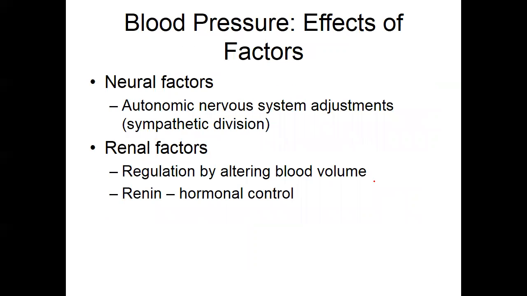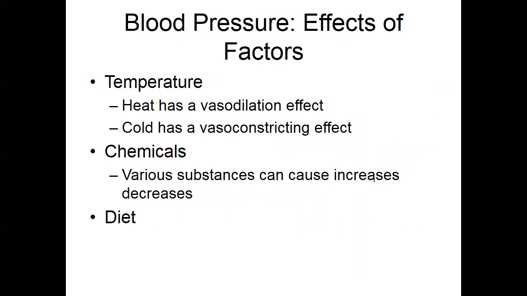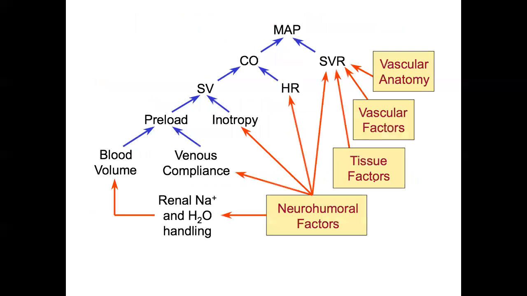So factors that affect the blood pressure. Neural hormonal factors, so generally on the sympathetic nervous system. Renal factors that regulate blood volume by altering how much is circulating, and the renin, aldosterone, angiotensin cycle in the kidneys affects blood volume as well. Heat has a vasodilatory effect. Cold has a vasoconstricting effect. And there are chemicals that increase or decrease blood pressure, diet, and exercise.